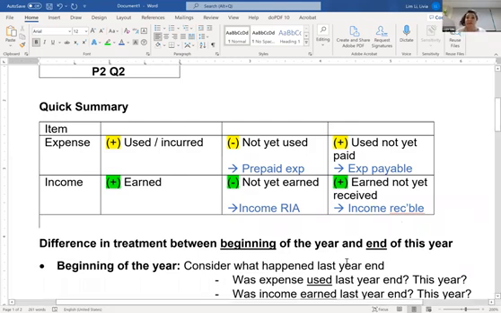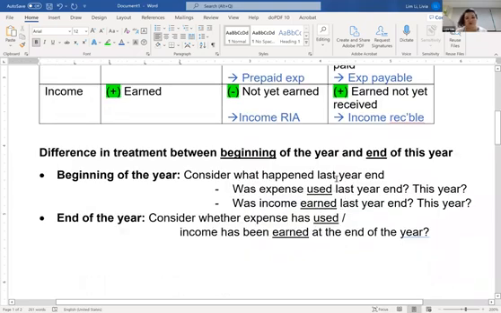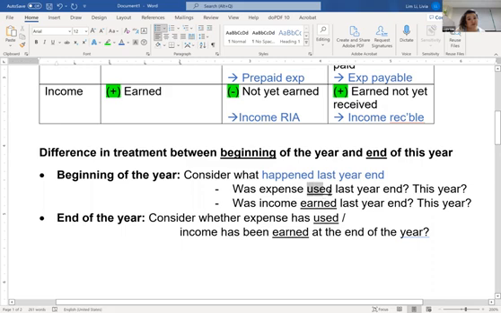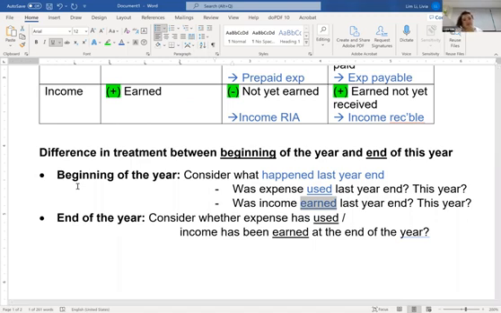All right. So at the beginning of the year, you do have to consider what happened last year. It's like what happened last year end. Did you use the expense last year end, or do you use it this year? If it's an income, then you need to consider, did you earn the income last year end, or did you earn the income this year? All right. So these are some considerations you need to think of when you're looking at the beginning of the year.